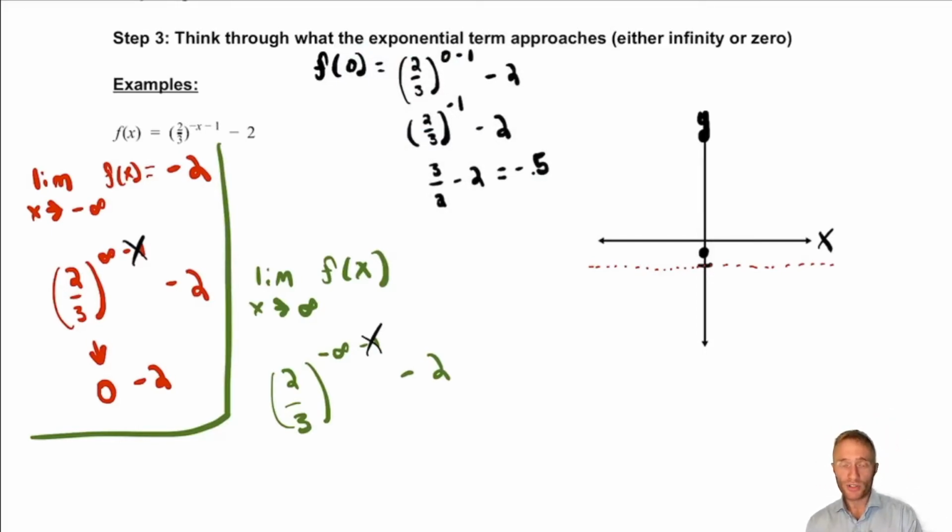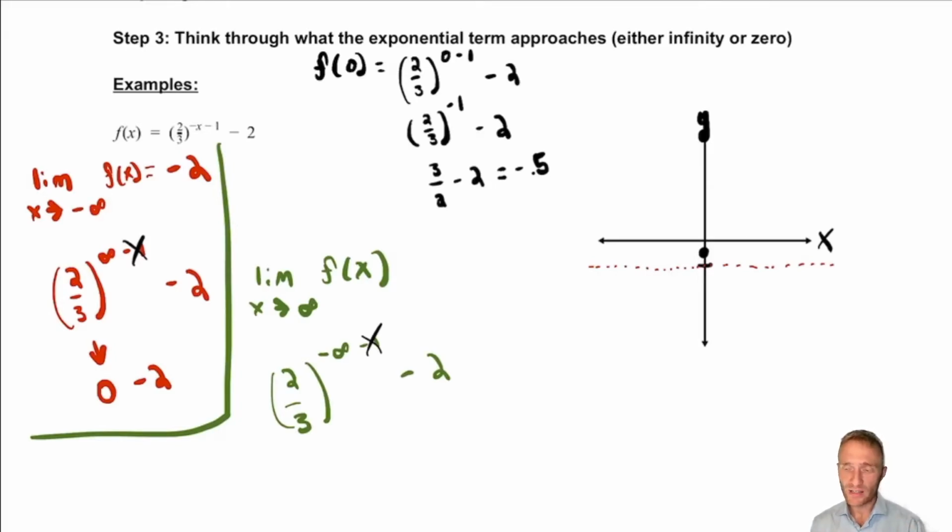Now 2/3 to the negative infinity is a little trickier because we've got, say, 2/3 to the negative 1. That would be 1 over 2/3, 3/2. Then we'd have 2/3 to the negative 2. That's 1 over 2/3 squared. That's 1 over 4/9. That's 9/4. And so it's just creating the reciprocal here.